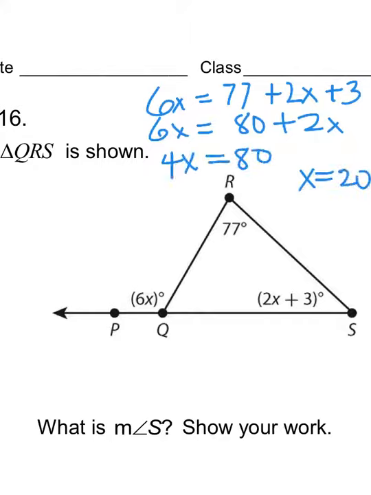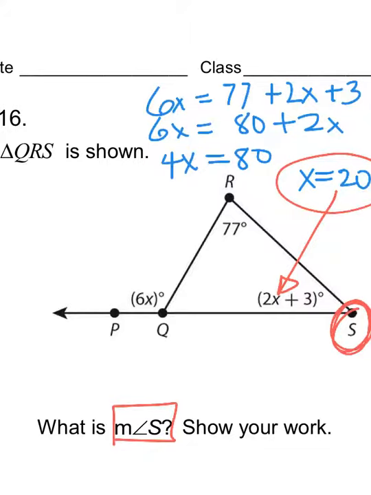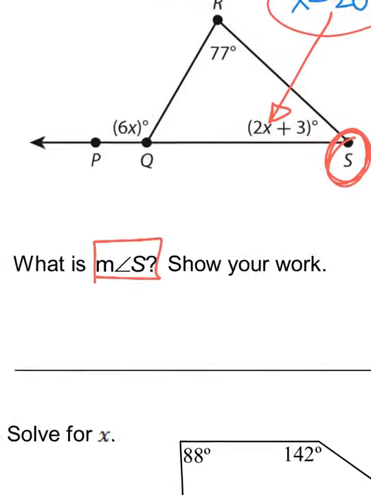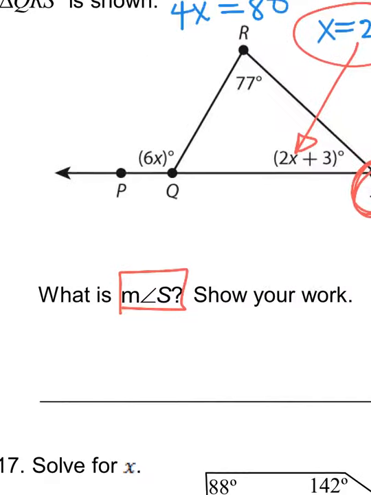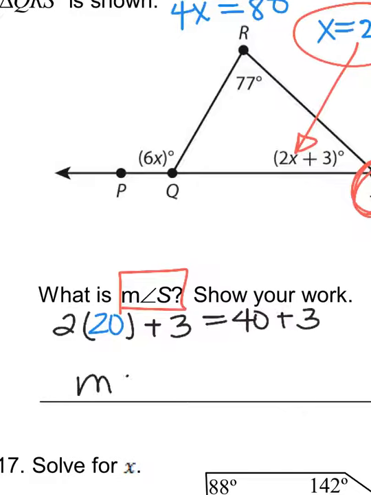Well, we now have x, but we need to take that x and substitute it here because they're asking us for the measurement of angle S. So all I care about is angle S. Show your work. So we're going to substitute. I want to say 2, and we're substituting something for x there. And we have our x, which is 20. So 20 times 2 is 40, and 40 plus 3, that means the measurement of angle S is equal to 43 degrees.